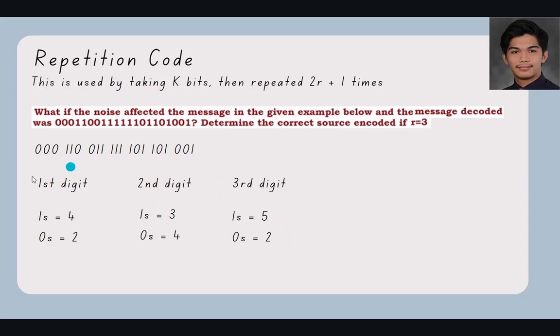After you figure out the numbers of ones and zeros in the first, second, and third digit, you will now find the dominant one between the ones and zeros of each digit. For the first digit, 1 dominates 0, because there are 4 ones and 2 zeros, which means your first digit is 1. As for the second digit, it is 0. And for the third digit, it is 1. So your final answer will be 101. This is your correct source encoded message.